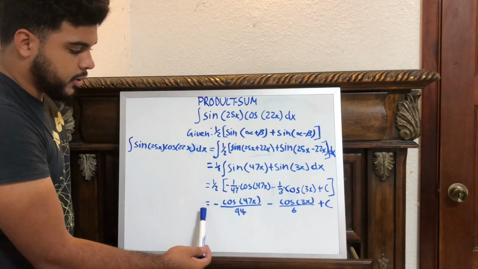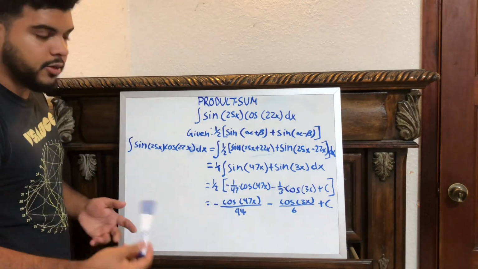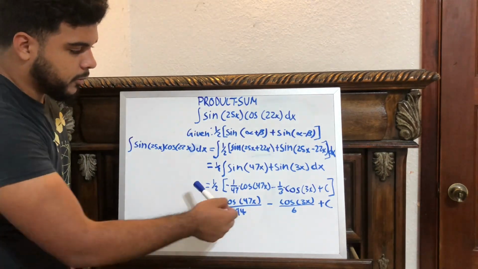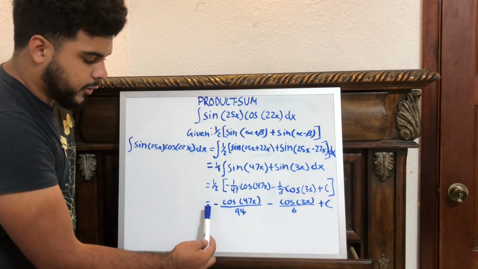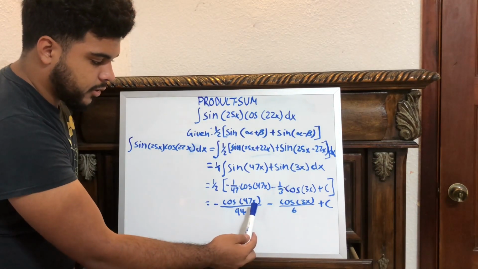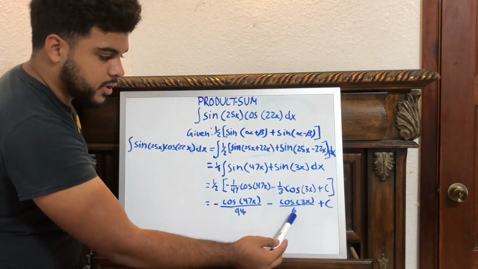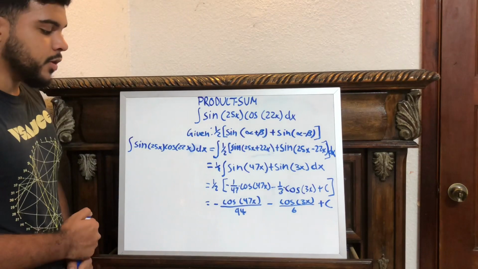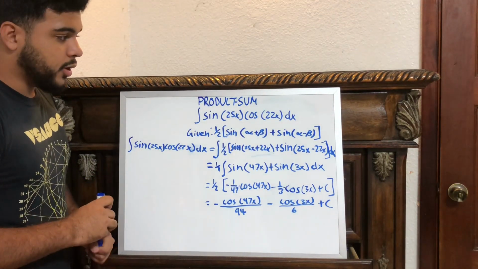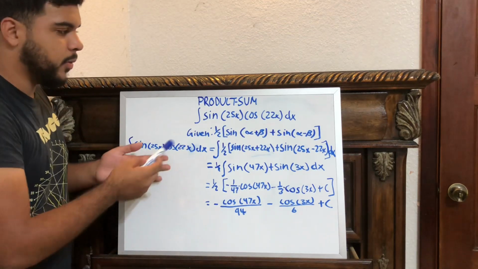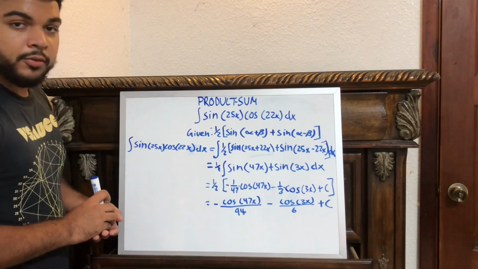What I normally do is simplify the whole thing because I just like simplifying it. Some people would like to leave it like this, right? So this will then equal negative cosine 47x over 94 minus cosine 3x over 6 plus c. So that's how you use trig functions, specifically product to sum. You can use the others. That's how you integrate using trig functions.